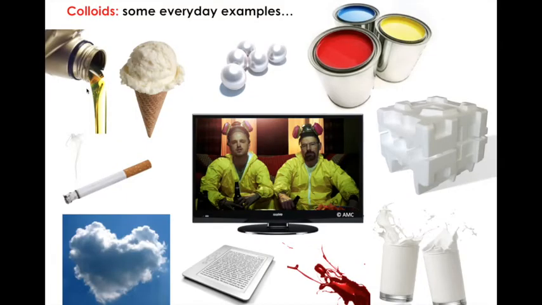So here are some typical examples, most of which we've talked about in the previous slide. Things like milk, blood, these are examples of colloidal systems that you come across relatively frequently. The television in the center represents a liquid crystal display because this is a colloidal material where you have a unique set of properties offered by the tectons that make up that liquid crystal.